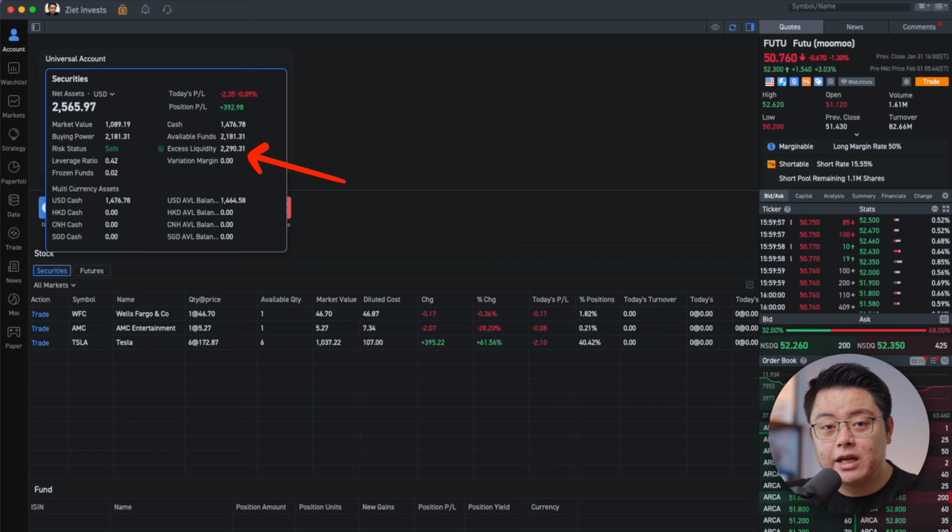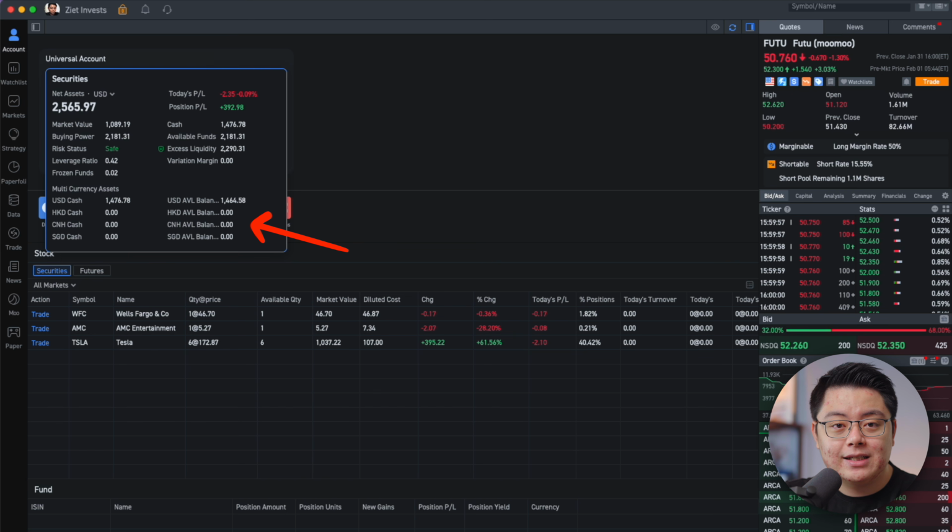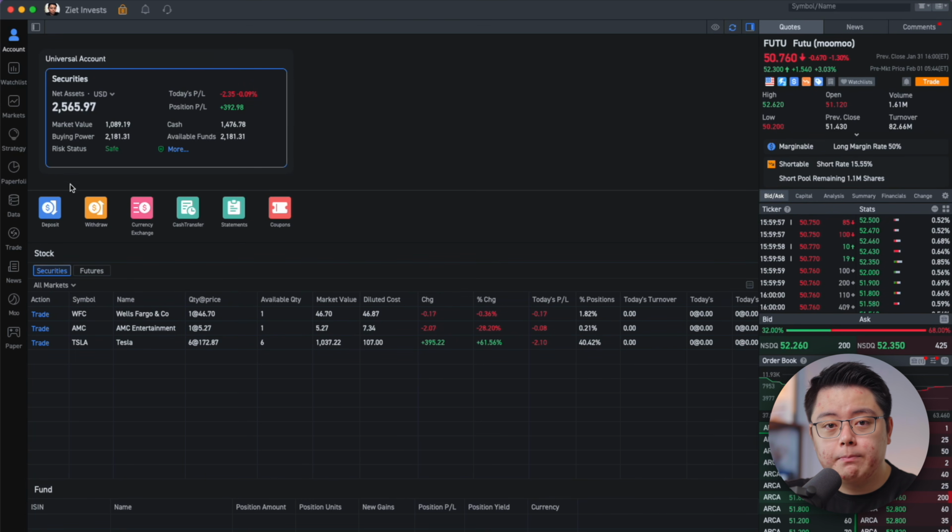And risk status, leverage ratio, excess liquidity, you can basically ignore them if you don't have any margin. Again, not important for investors. Leverage ratio is how much margin you can get in correspondence to your buying power. And multi-currency assets, pretty self-explanatory. This shows you how much cash you have in your account in all the currencies. And in this case, I funded my account in Sing dollar and I converted all of them into US dollar to buy US stocks.